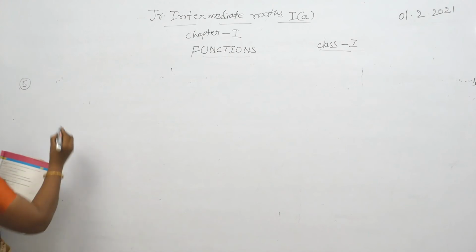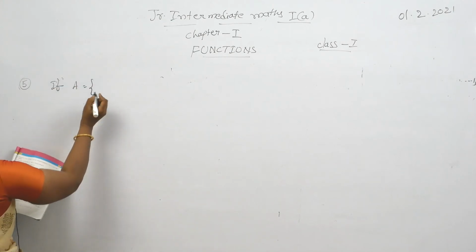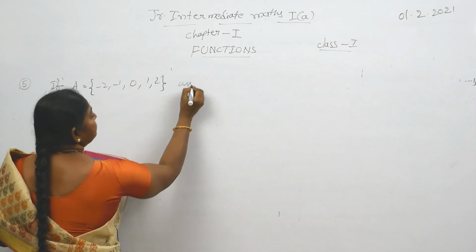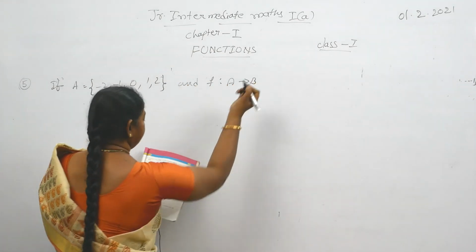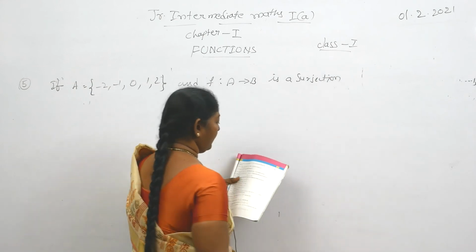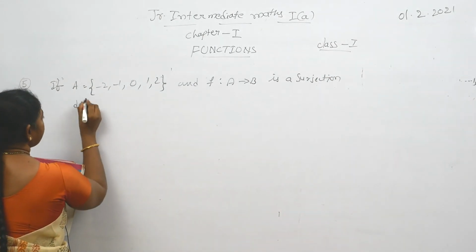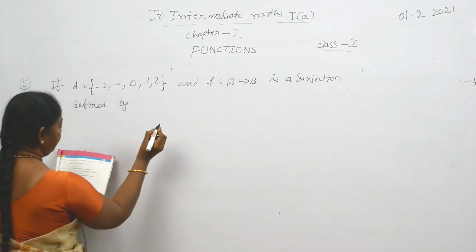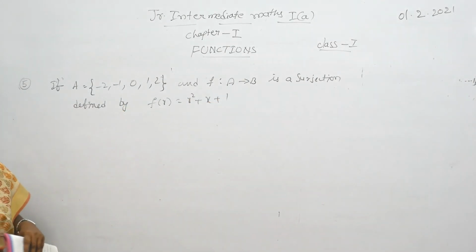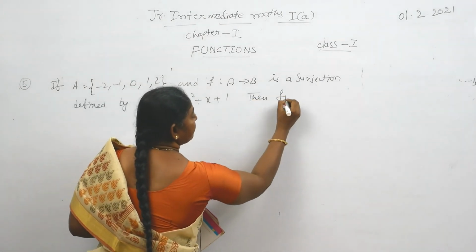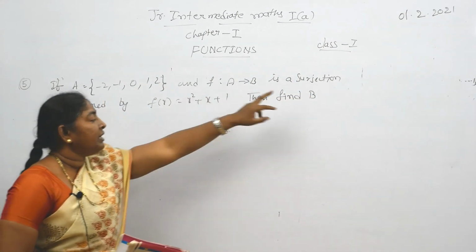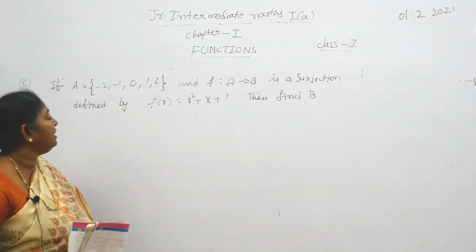Fifth problem. If A equals the set of minus 2, minus 1, 0, 1, 2 and f from A to B is a surjection defined by f of x equals x square plus x plus 1, then find B. So here surjection means range and codomain are both equal.